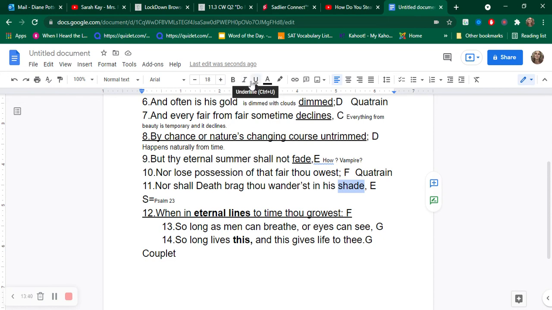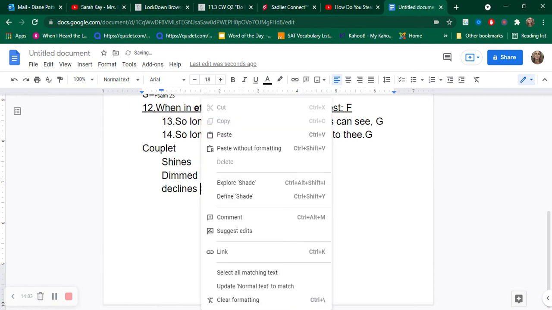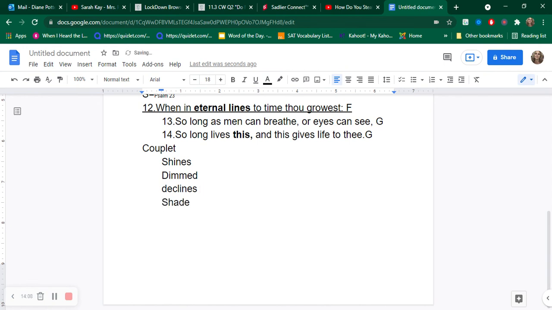Okay. The beauty is here. You can take these notes. Let's take a look at that. Shines, dimmed, declines, fade, shade. Sorry, I want it like this. Shines, dim, declines. So shines, dims, declines, shade, fade.